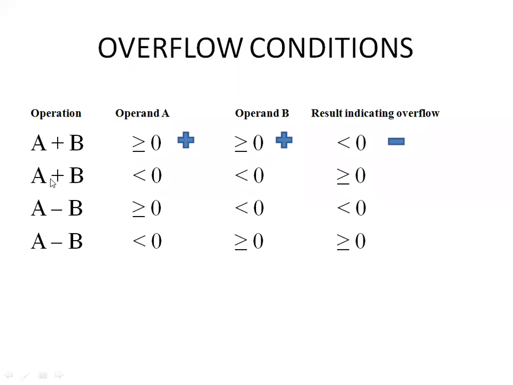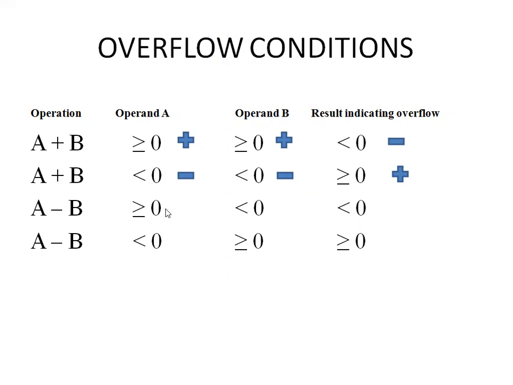Take the second case. When we add two numbers, the first number is negative and the second number is also negative. When we add two negative numbers, we should get the result in negative. But here we get the result in positive, which means that causes an exception. The third and fourth cases are about binary subtraction. When we subtract B from A, let me see.